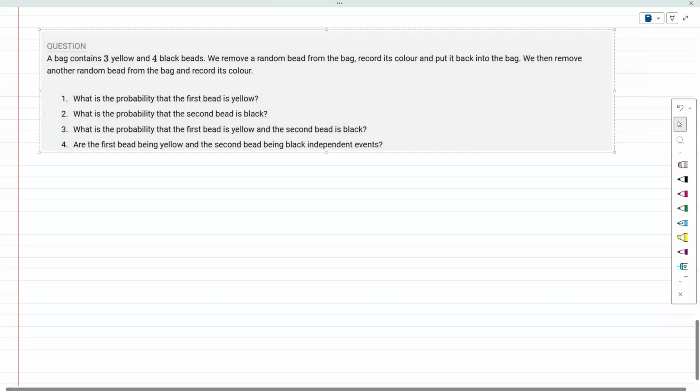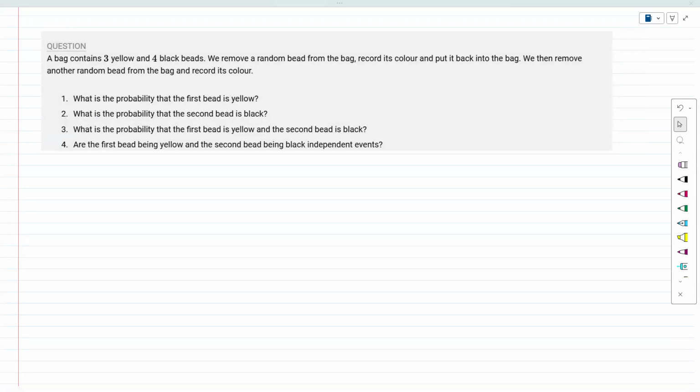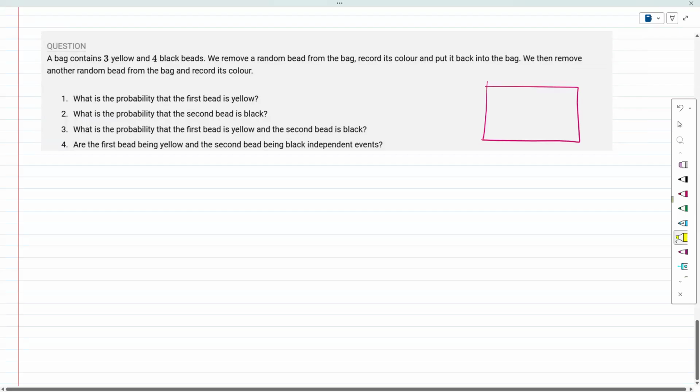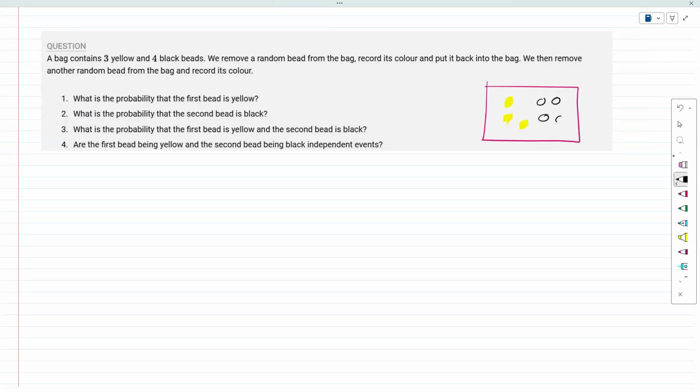Let's go with the next part. It says a bag contains 3 yellow and 4 black beads. Let's try and draw this. Makes it easier for me. 1, 2, 3. 1, 2, 3, 4. We remove at random a bead from the bag and record its color, and then we put it back into the bag. We then remove another random bead from the bag and record its color. Now, the fact that they put it back into the bag means no choice has changed. So this is most likely independent because the first event did not affect the second event.